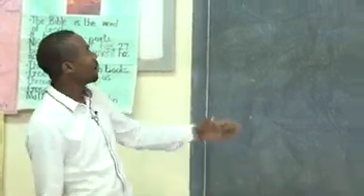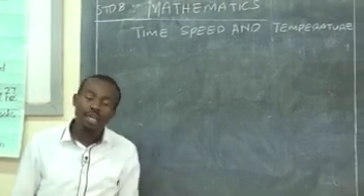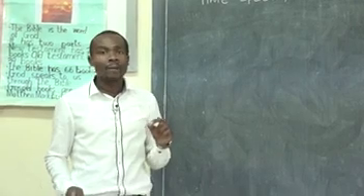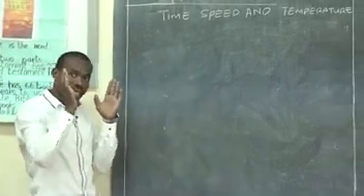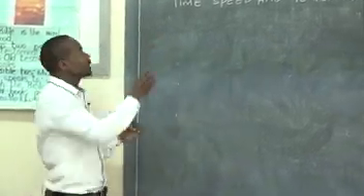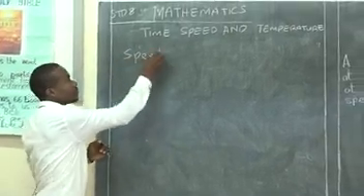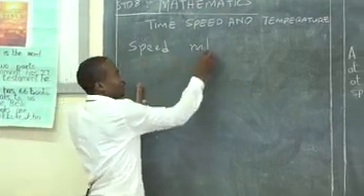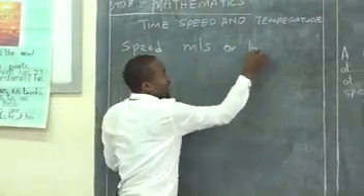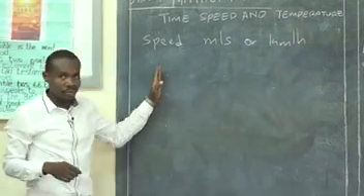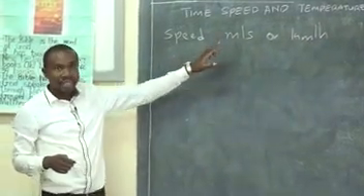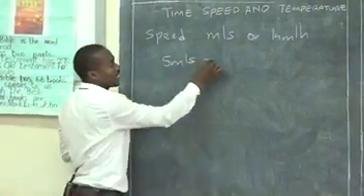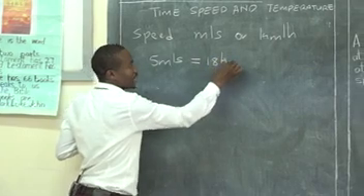Today we are going to learn about time, speed, and temperature, whereby I will start with unit conversion. If you want to work out speed, we need to know that our speed can be either in meters per second or kilometers per hour. Very important. If you want to convert, the simplest way is that 5 meters per second equals 18 kilometers per hour.